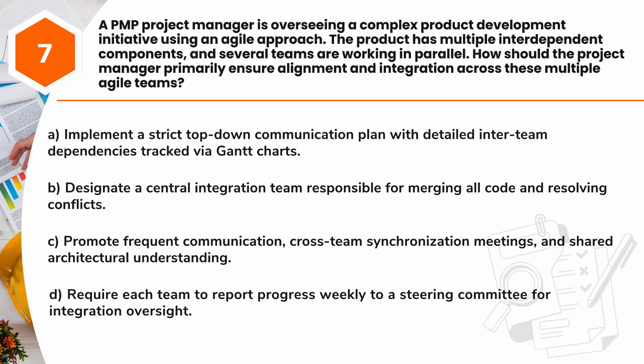A. Implement a strict top-down communication plan with detailed inter-team dependencies tracked via Gantt charts. B. Designate a central integration team responsible for merging all code and resolving conflicts. C. Promote frequent communication, cross-team synchronization meetings, and shared architectural understanding. D. Require each team to report progress weekly to a steering committee for integration oversight.